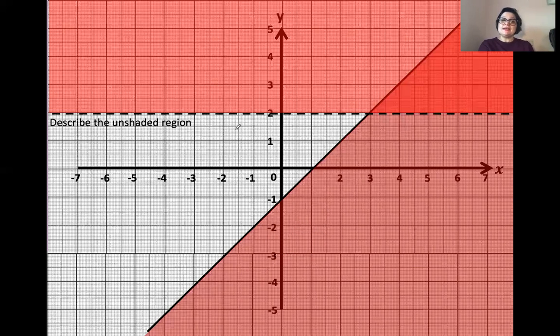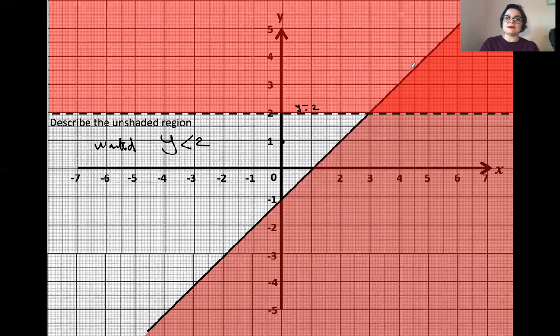Okay, here we have to find two inequalities because we have two shaded areas. Now, the first one, we start with this one. This one here is a dotted line. The equation of this dotted line is y equals 2. And the unshaded area, if you take this point here, y equals 1, so it's smaller than 2. So the wanted area is going to be represented by this inequality, y smaller than 2.